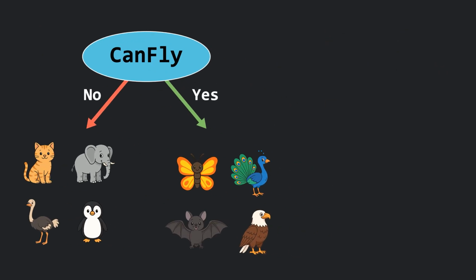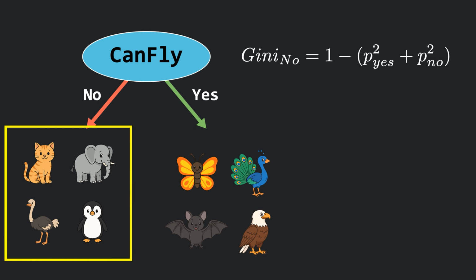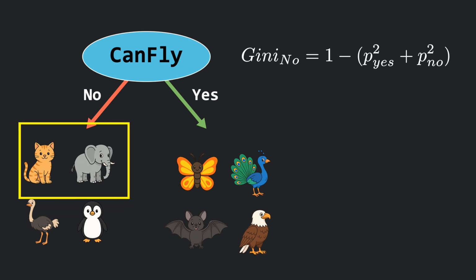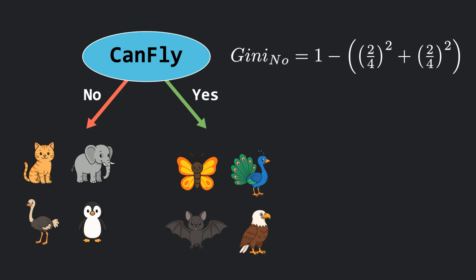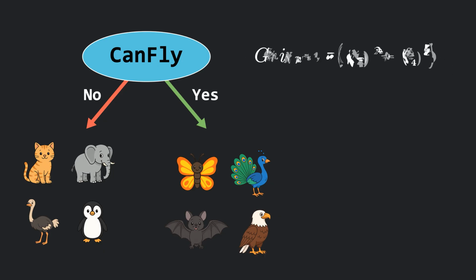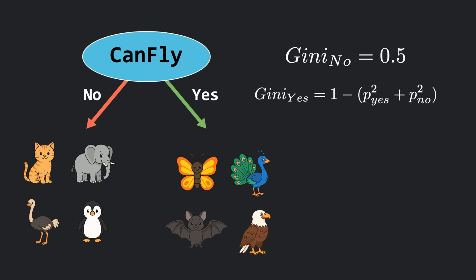Let's first calculate the Gini impurity of the no branch. On the no side, we have 4 animals, 2 non-birds and 2 birds. So it's a half-half split and the Gini comes out to 0.5. Similarly, on the yes side, we also have 4 animals, 2 non-birds and 2 birds. So the Gini here is also 0.5.